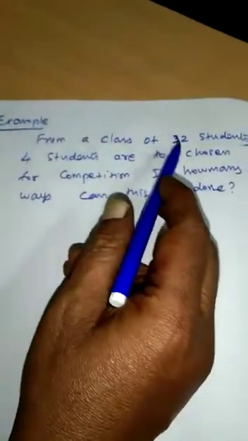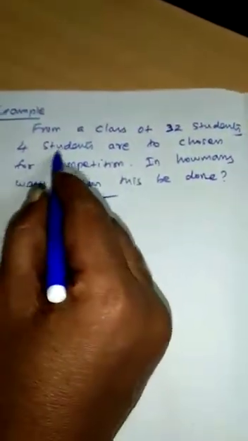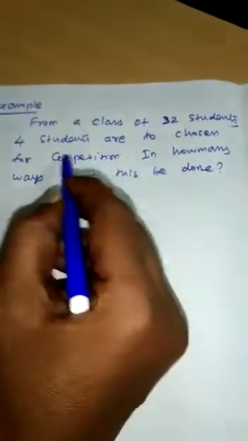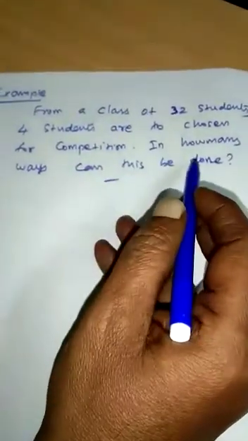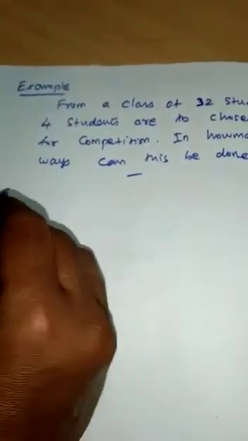From a class of 32 students, 4 students are to be chosen for competition. In how many ways can this be done? The number of combinations.